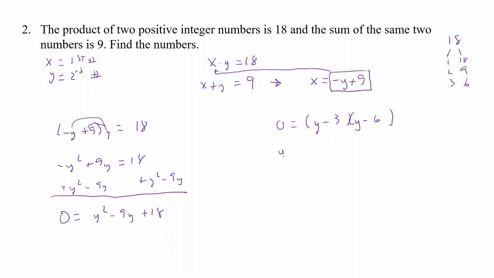So y minus 3 equals 0. y minus 6 equals 0, setting each factor equal to 0. So y equals 3.